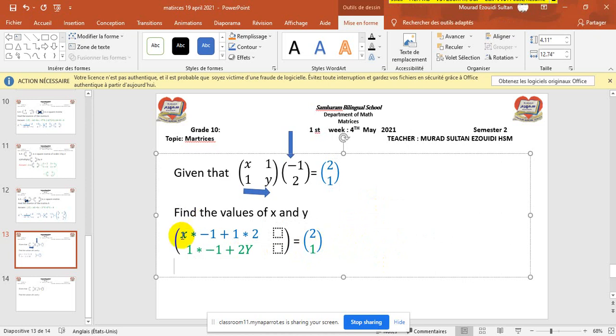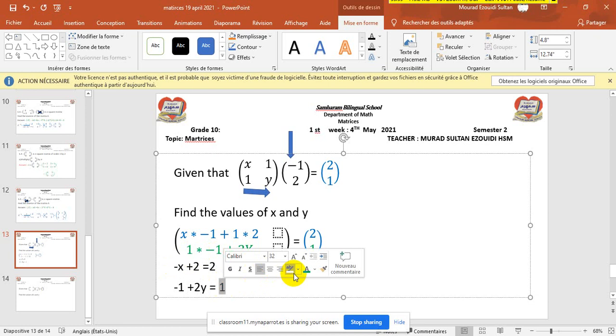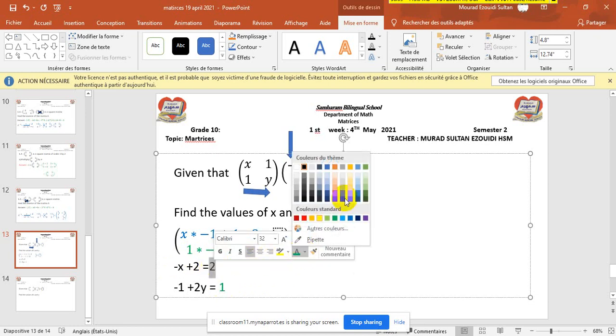So here we should solve this equation. X multiplied by minus 1 is minus x, plus 1 by 2 is plus 2. It should be equal to this 2, this blue one. Then we have 1 multiplied by minus 1 is minus 1, plus 2 multiplied by y is 2y, which should be equal to 1. Clear? This is green and the first one is blue.